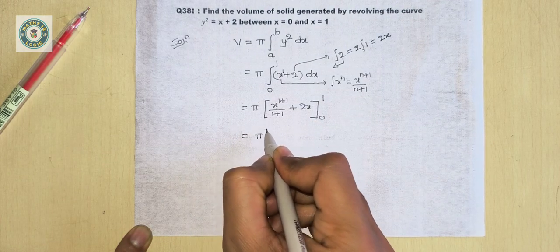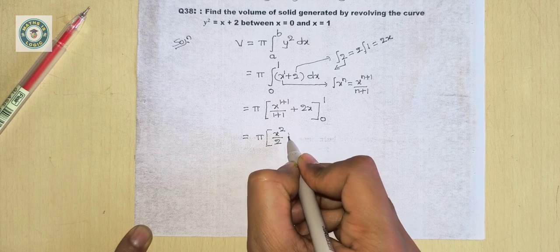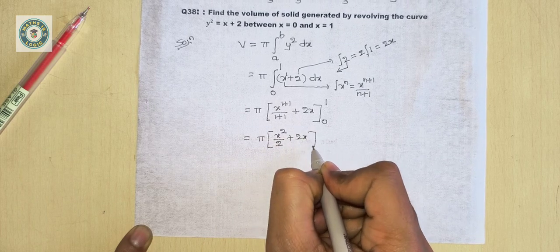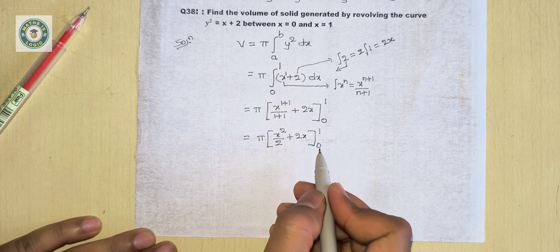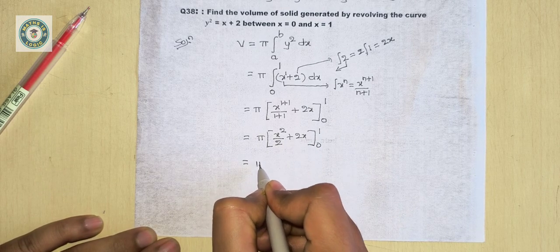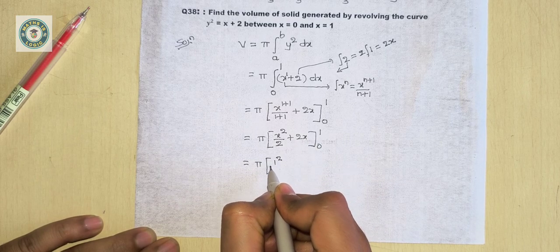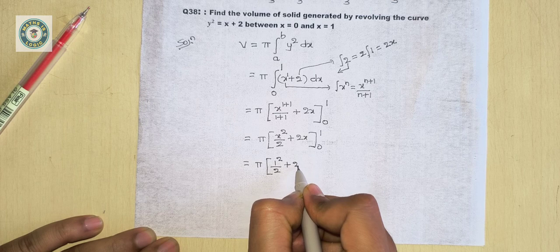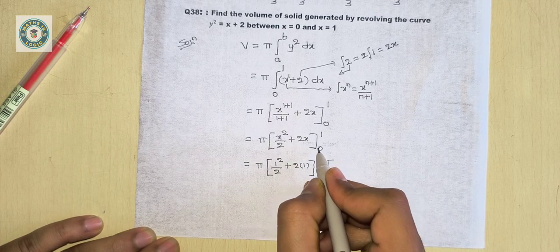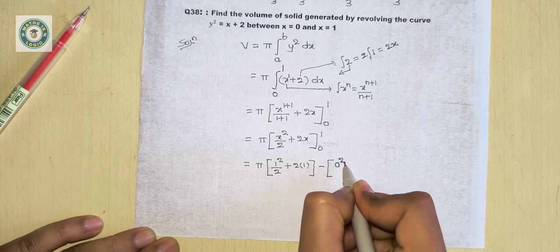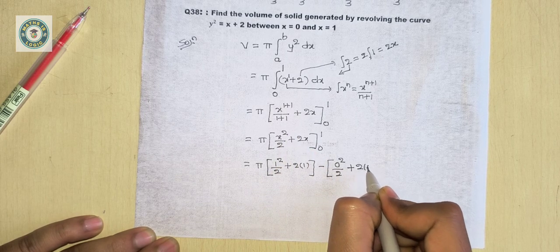Therefore it is pi as it is. So it goes to x square divided by 2 plus 2x from 0 to 1. Next, in place of x, first the upper limit, then the lower limit. Therefore pi as it is. So the first upper limit is 1. So it is 1 square divided by 2 plus 2 into 1. This is the upper limit. Middle minus sign, then the lower limit. The lower limit is 0. So 0 square divided by 2 plus 2 into 0.